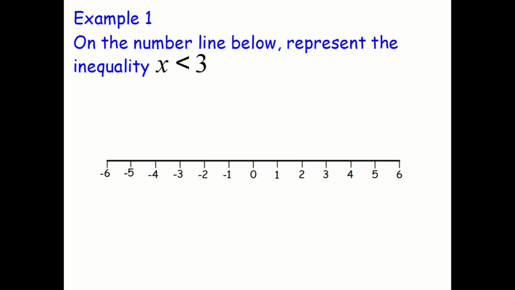Now we can represent inequalities on a number line. How do we do this? Well, example 1 says on the number line below, represent the inequality x is less than 3. And what we do for that is we put a circle at 3. And if something is less than it, it's a hollow circle. So we don't put anything inside this circle. So we put it on the 3 because we've got 3 there. And if x is less than it, we put an arrow going in this direction.